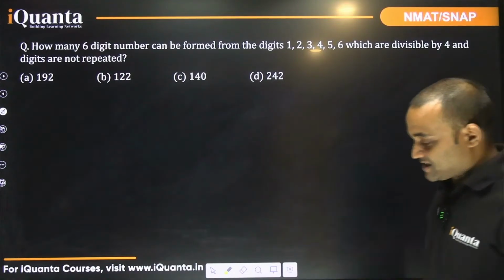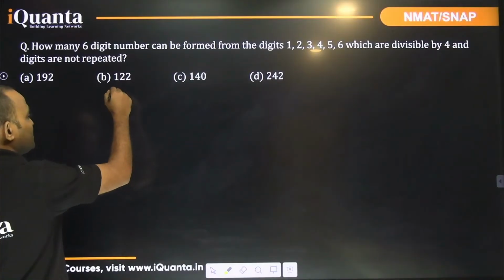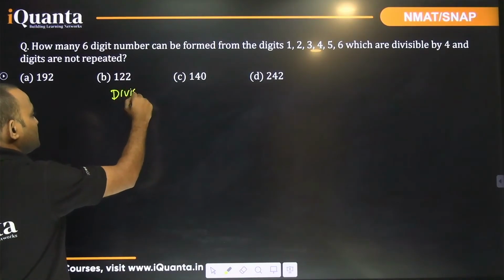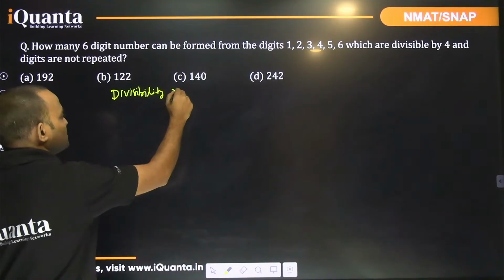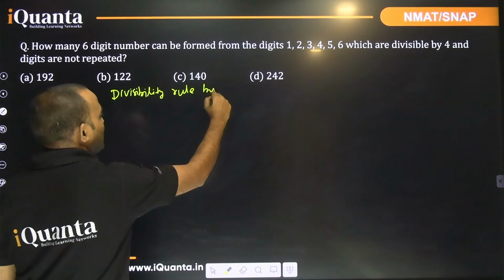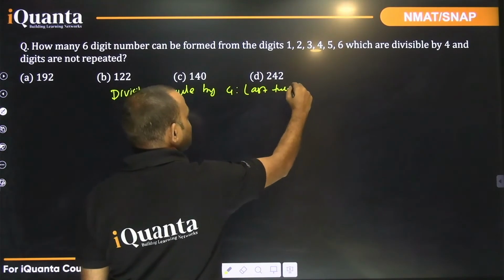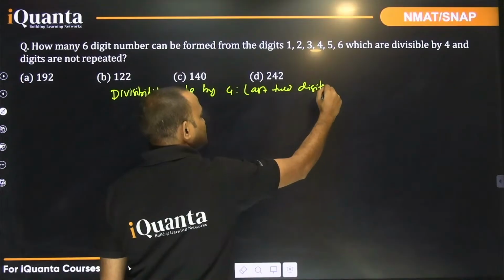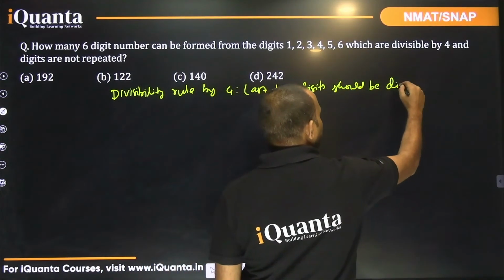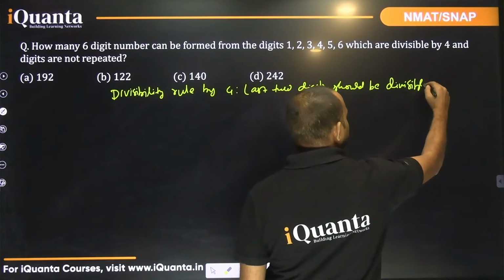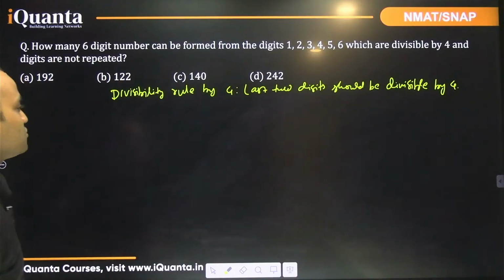What's the answer, guys? Why so slow? Let me give you a hint: divisibility rule by 4. What is the divisibility rule by 4? The last two digits should be divisible by 4. Right? This is important to solve this question.